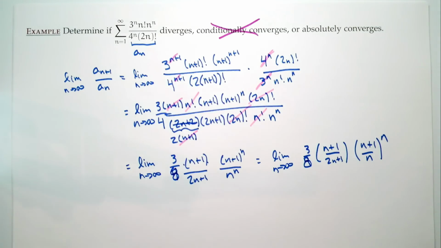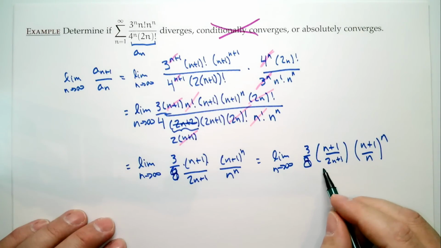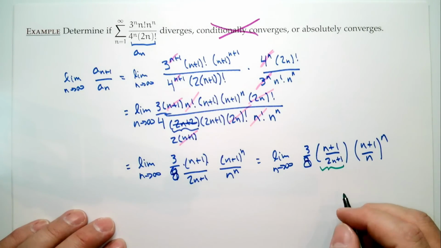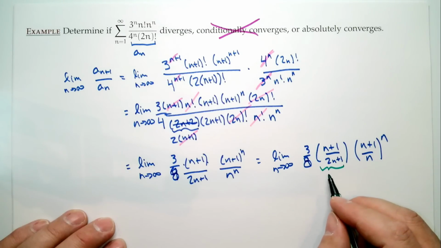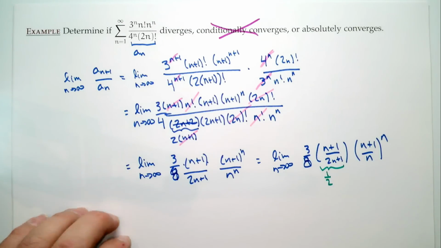Well, have I forgotten anything else? No, don't think so. All right. Well, where are we at? What happens to n plus 1 over 2n plus 1? 1 over 2. It's a polynomial over a polynomial. You look at the leading coefficients. So that would go to 1 over 2.